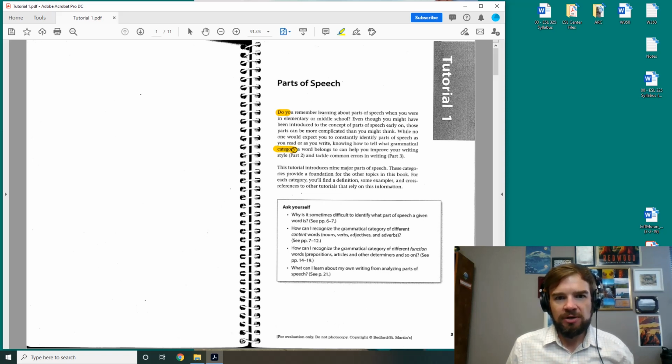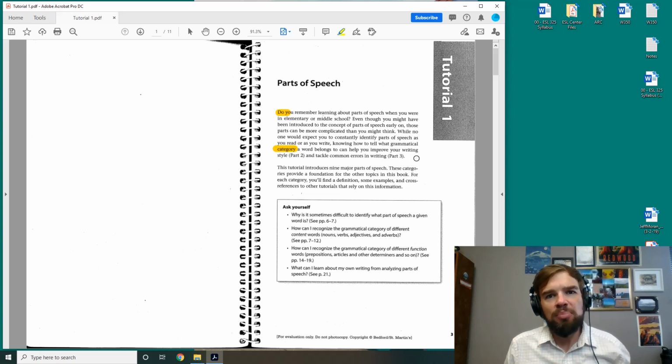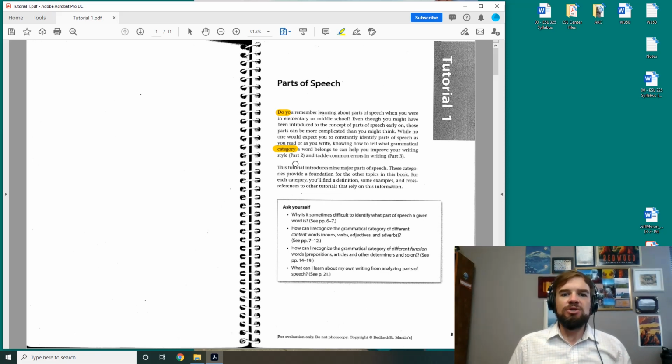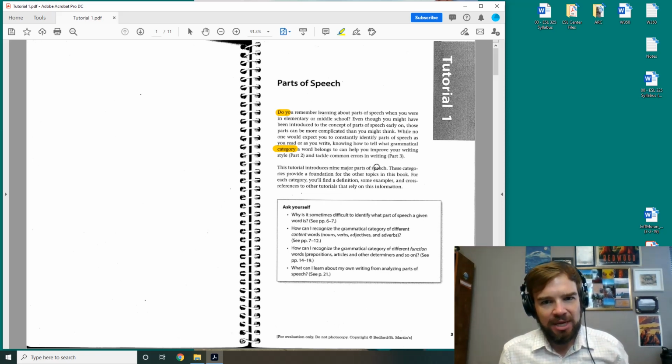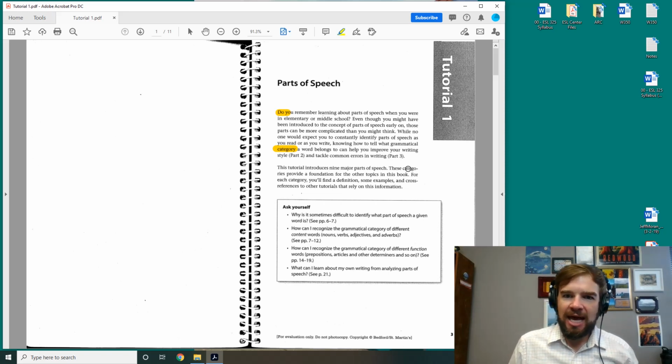And here Dr. Ferris uses this word category, right? Category is just a group or one smaller part of a bigger, larger part or group, right? So this tutorial introduces 9 major parts of speech. These 9 categories provide a foundation for the other topics in this book. For each category, you'll find a definition, some examples, and cross-references to other tutorials that rely on this information.